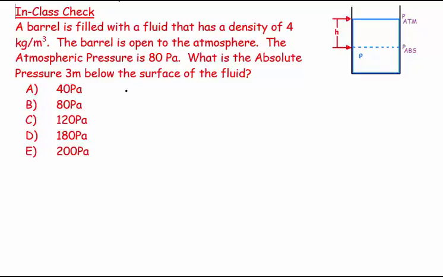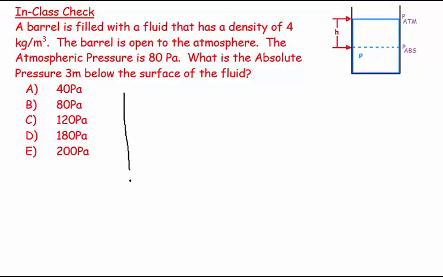Welcome. This question says a barrel is filled with fluid that has a density of 4 kilograms per cubic meter. The barrel is open to the atmosphere. The atmospheric pressure is 80 Pascal. What is the absolute pressure 3 meters below the surface of the fluid?